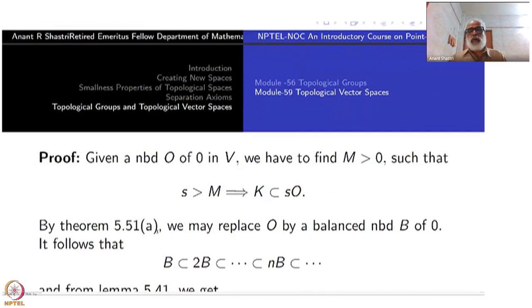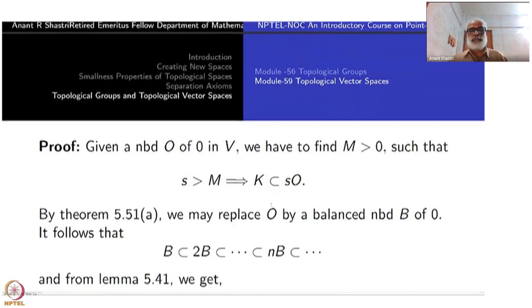Okay. Now, the previous theorem, part A, says that I may assume O is a balanced neighborhood. Suppose I do it for a balanced neighborhood smaller than O; the same statement will be true for O also. So I can assume that O itself is balanced, but I am replacing it by B. B is a neighborhood of 0, which is balanced and contained inside O. So we shall now prove: find an M such that S bigger than M implies K is contained inside S times B. If you prove that, then since B is contained inside O, K will be contained in S times O also.